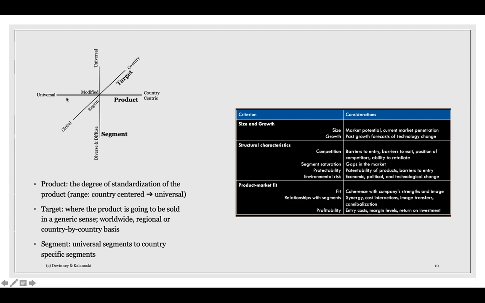And then the question, of course, is how do I structure the product? Well, if there's universality in demand, then what I'm more than likely to do is have universality in product. If there's quite diffuse and diverse segmentation, then again, I might have a modified product structure. If these are concentrated, then I might have a country-structured product. So all of these things are going to be interrelated to one another.